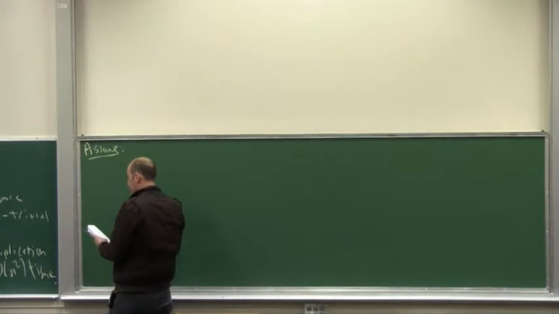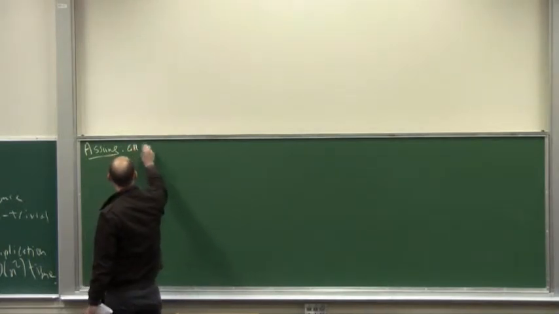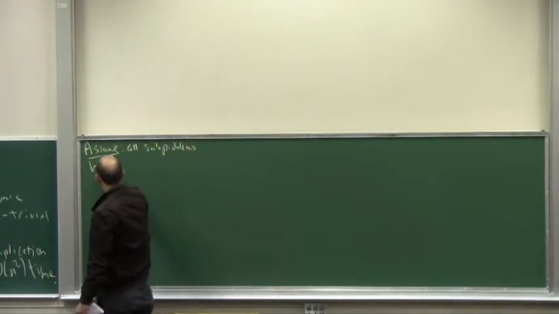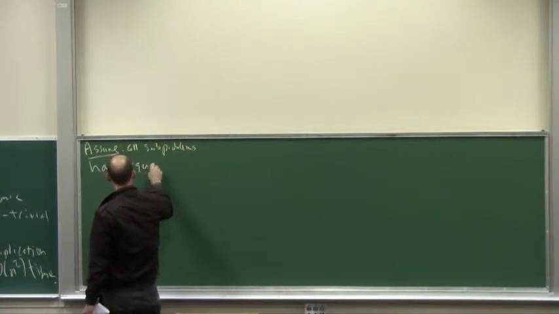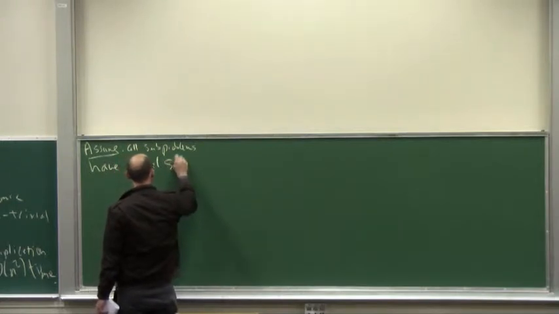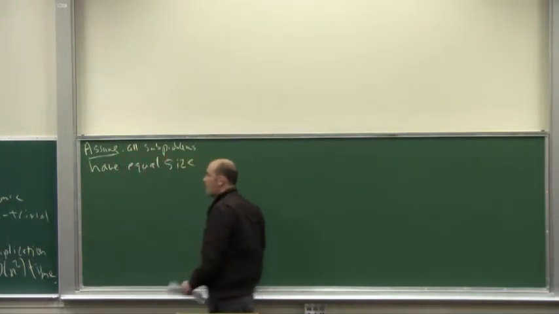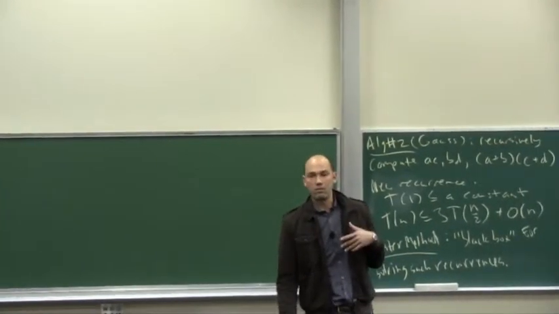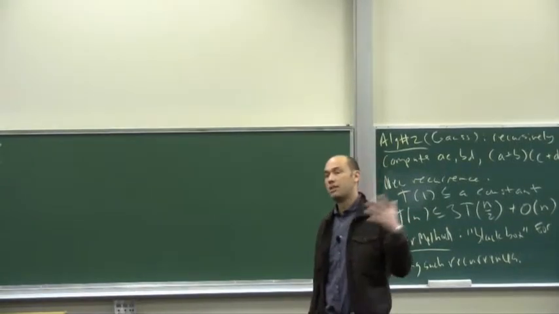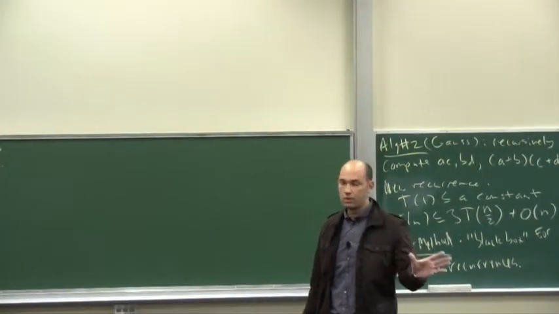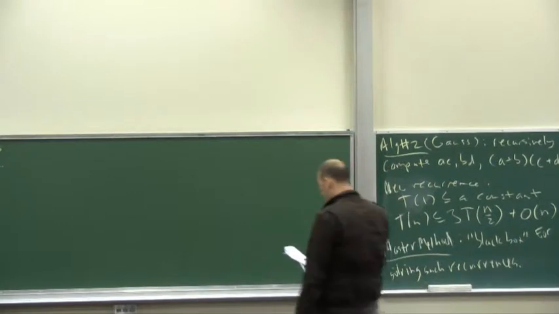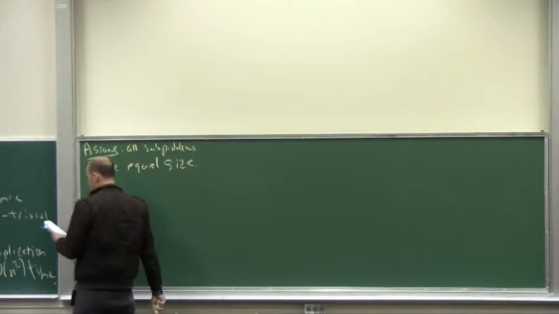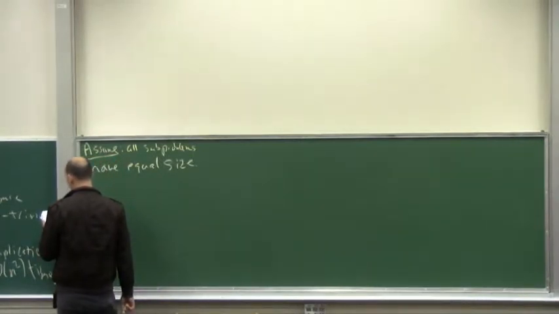So as I said, for the master method, we will assume that all subproblems have equal size. Okay, like in all the examples so far. Every time so far we've recursed on something with half of the input. We never recursed sometimes on a third of the input and sometimes on 2/3 of the input. Okay, so those kinds of recurrences will not be treated by the master method.